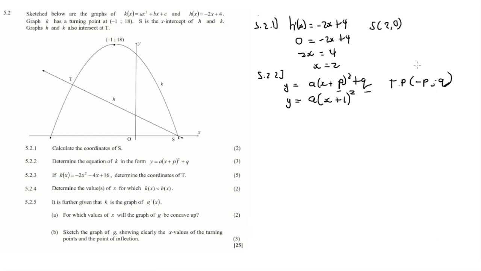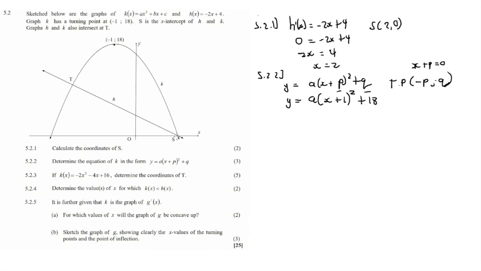You know that to get the x coordinate of your turning point, you just say x plus p equals 0, then you make x the subject of the formula. That's why the p is negative here. Then we have plus 18 here. Then as we continue simplifying, remember on the previous questions we calculated the coordinates of s.